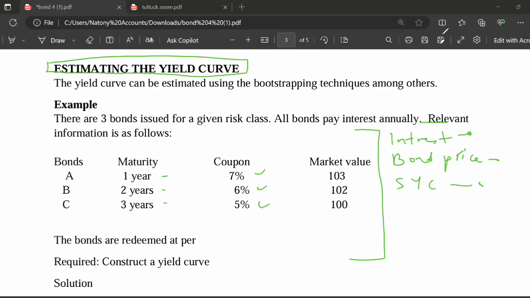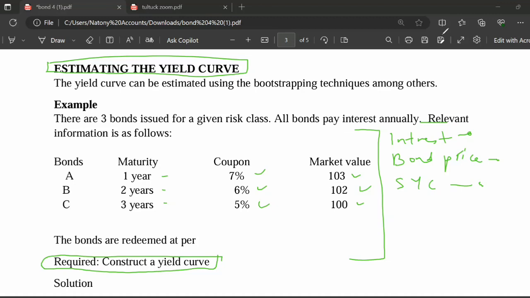In this question, I already have the market values of the bonds to be 103, 102, and 100. The 3 bonds are redeemed at par. Required: construct the yield curve. So the requirement for this question is to construct the yield curve.